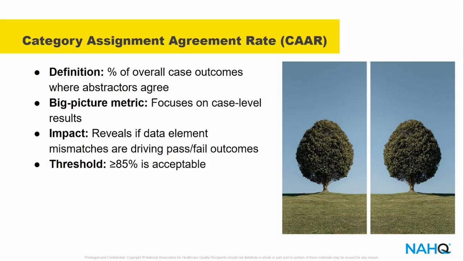Now, our recommended threshold for CAAR is 85% or higher, even though CMS allows 75%. Setting a higher bar provides a stronger safety margin, and we think better reflects best practice. Anything below that 85% is signaling that the data element mismatches are impacting your outcome categories, and that needs your attention.